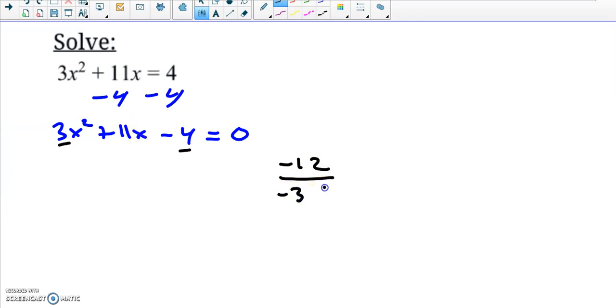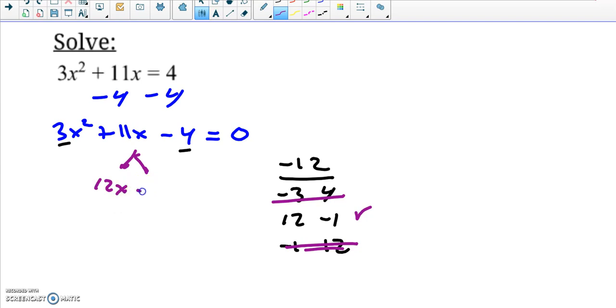Well, I'm going to think of some things that multiply to negative 12. Does this add to 11? No. Yes, this works. So 12 and negative 1 multiply to negative 12 and add to 11. So I'm going to split my middle term. 12x minus 1x. Bring down the negative 4 and the 3x squared. Still all equal to 0.